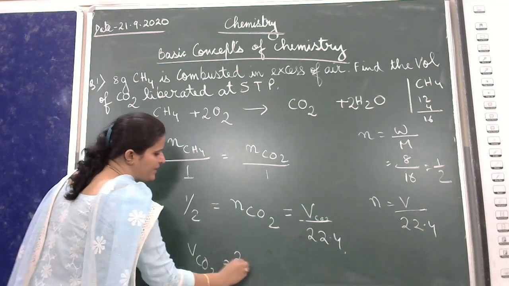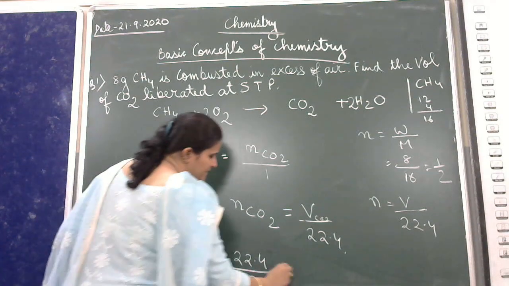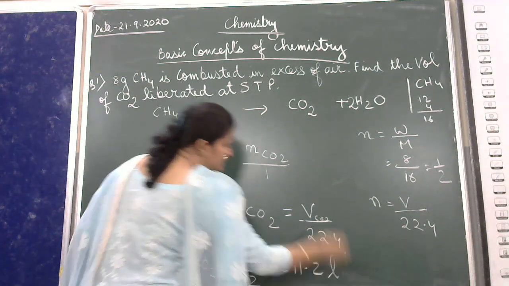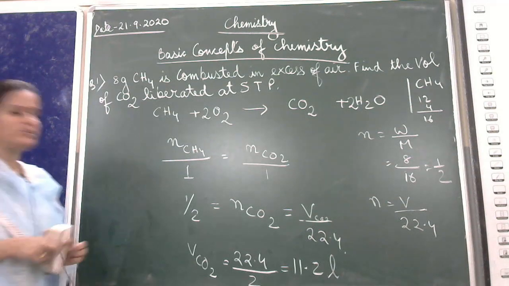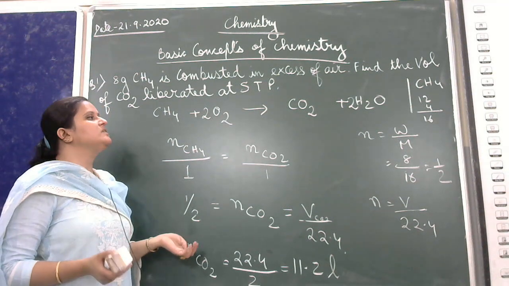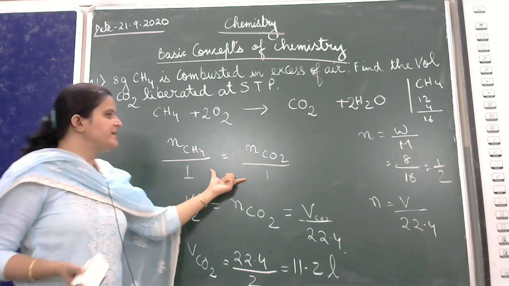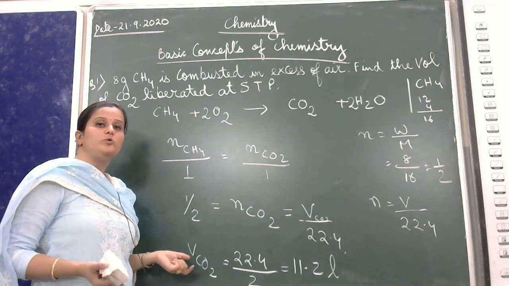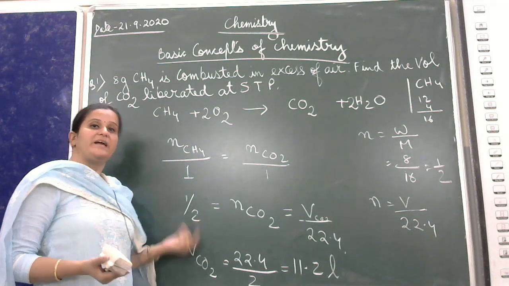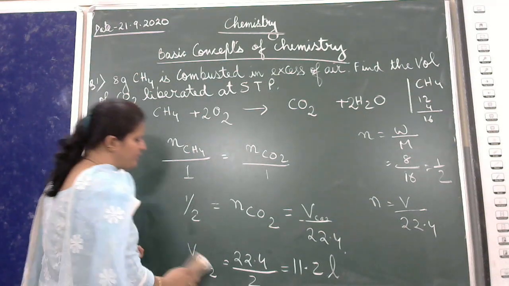That is equal to 22.4 divided by 2, that is 11.2 liter is the volume of carbon dioxide liberated at STP. So why am I doing this numerical? Because you can very well see that using this concept I can solve numerous numericals very easily. Okay? Clear to everyone? One more question we will do.